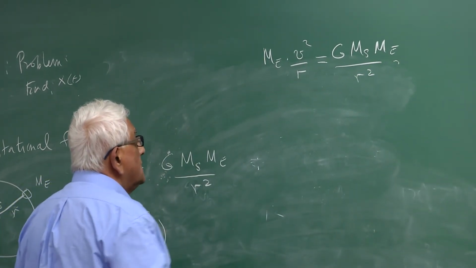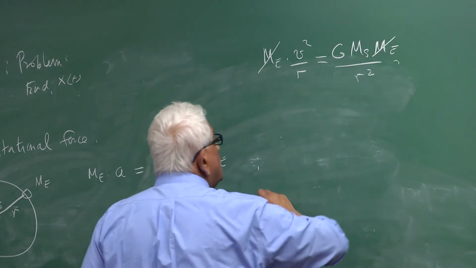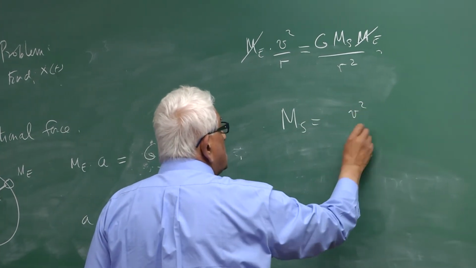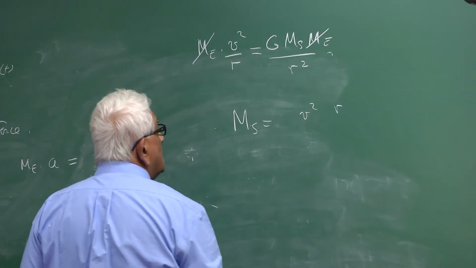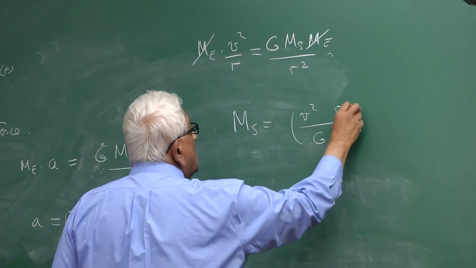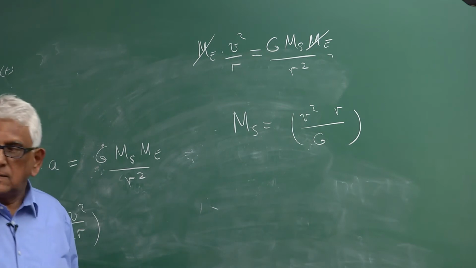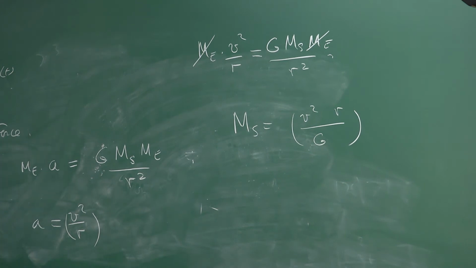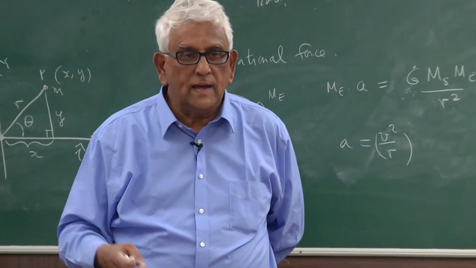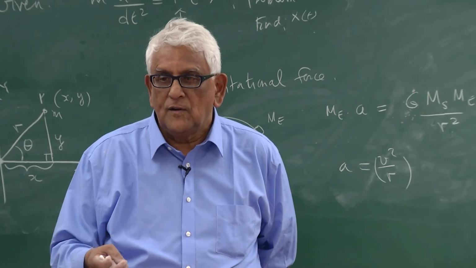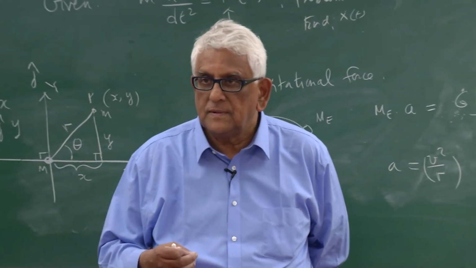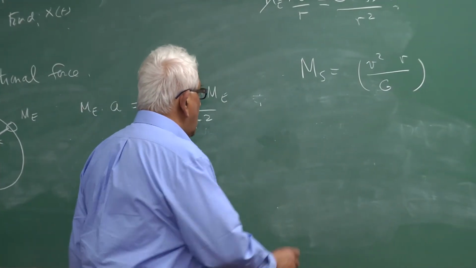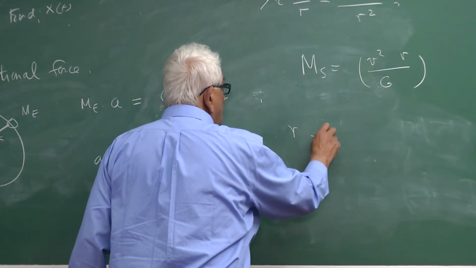So what we find is that this and this cancel, and we get the mass of the Sun is v squared r over G. Okay. Let us work this out, because later on we will try and calculate the mass of the Sun using very simple physics arguments. So for the moment, let us work this out. How do we work it out? First, we have to know R and we have to know V.